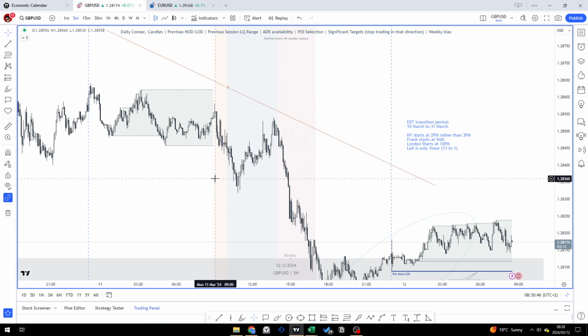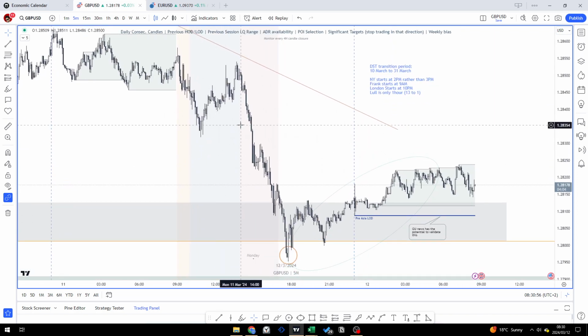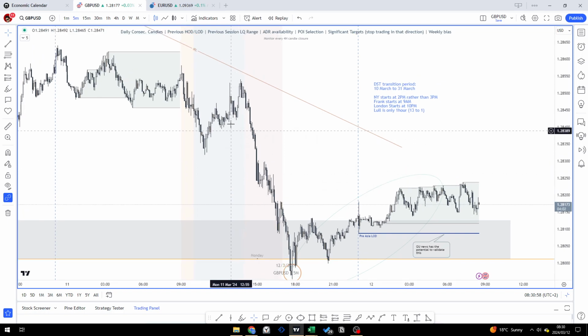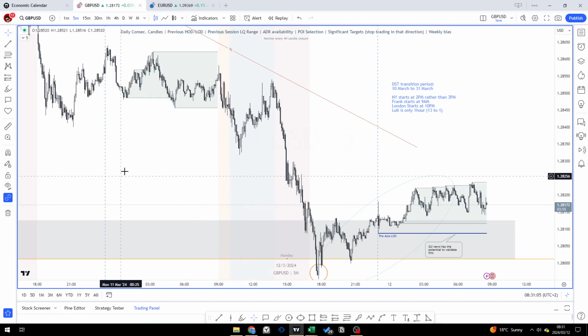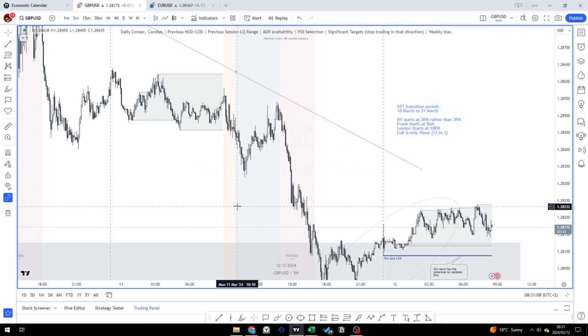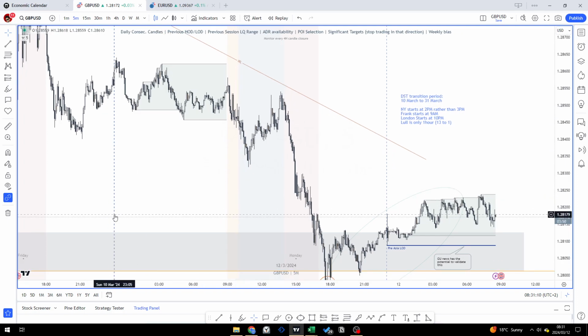Then Frankfurt will start at 9 a.m., London at 10 a.m., so as it was before the DST adjustment for London, and then obviously New York starts at 2 p.m. And the London lull, instead of being a 2-hour period, will just be a 1-hour period from 1 p.m. to 2 p.m. The reason why your markings go a bit haywire is because of this end of session on TradingView. So it used to be midnight, and now it's at 11 on a Sunday.